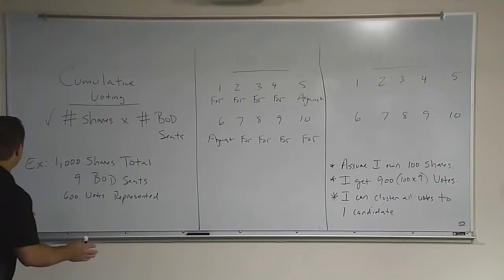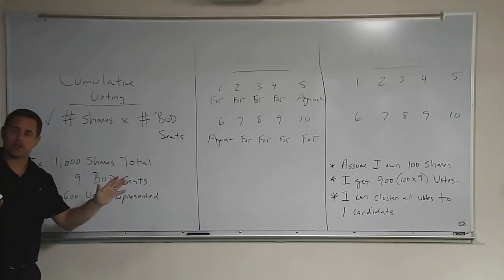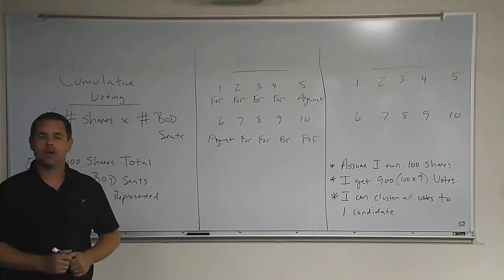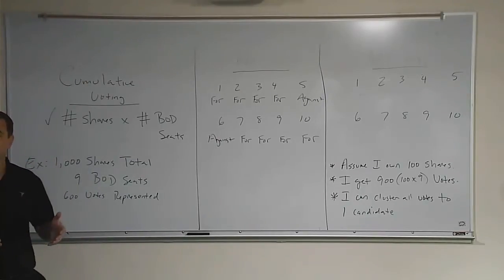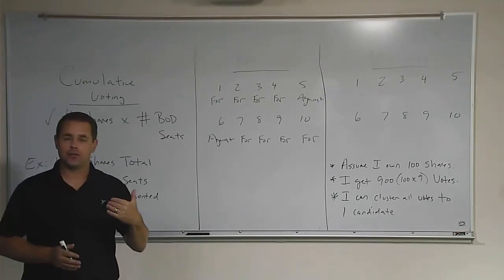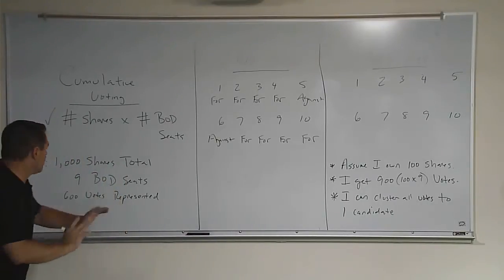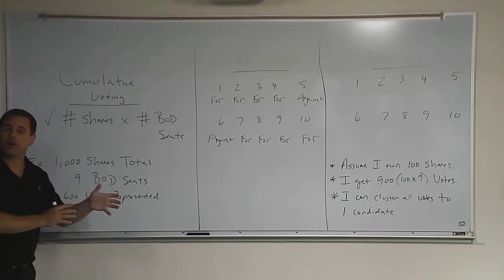Okay? So the example I'm giving, there's a company with 1,000 shares total. That's the amount of shares in total. And there are 9 board seats coming up this year for election. So simply, there are 9 times 1,000, 9,000 total votes. Okay, number of board seats times shares. Normally, we would just have 1,000 votes. It's just, you know, every share has a vote, right?